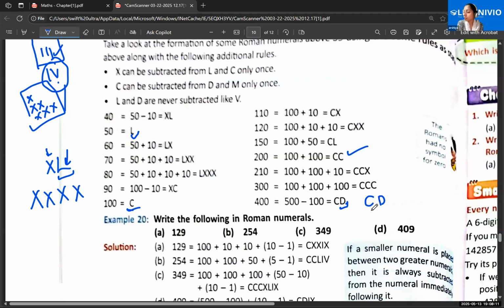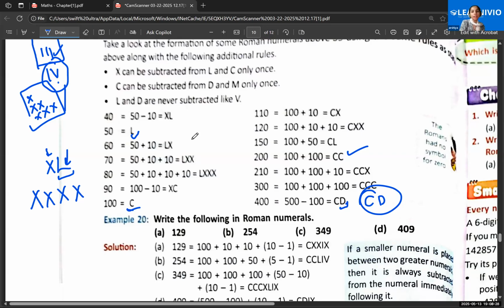Okay, so this is how you can remember one of the things: whenever we are talking till 3, we will repeat, and from 4 we will do minus 5. Okay, and we will continue from here only. So L is 50, now plus 10.